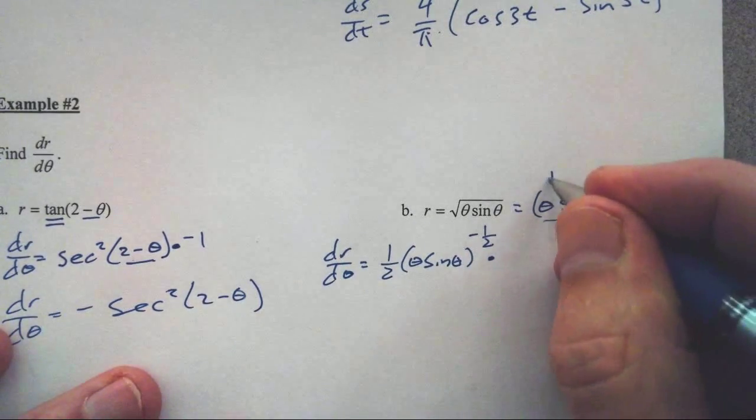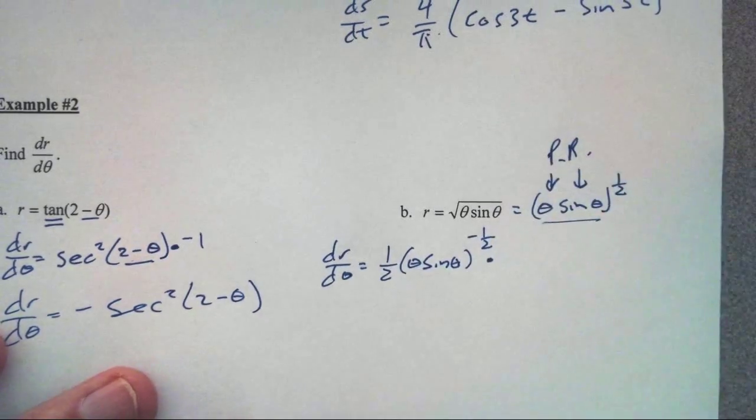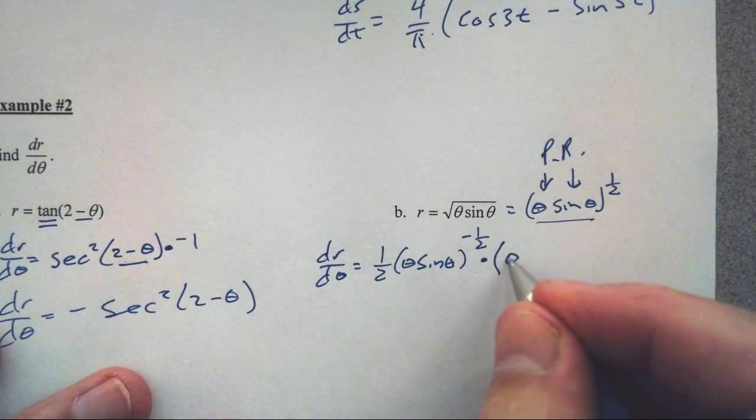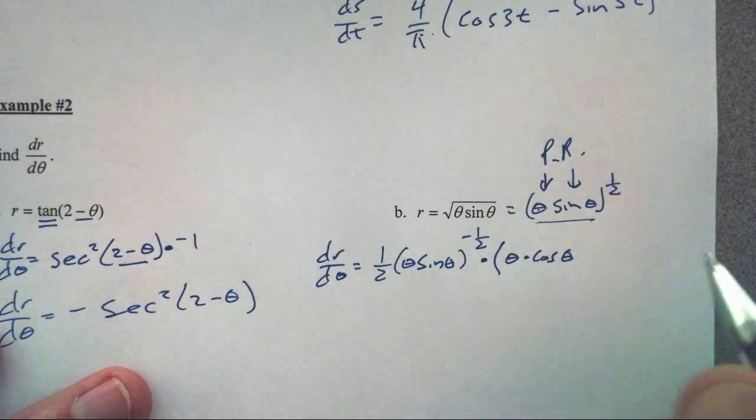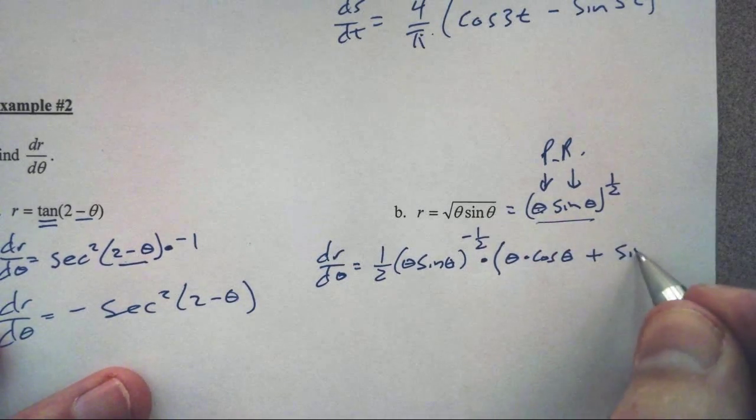This is a function of theta times a function of theta. This is a product rule. So times all of plain old first times derivative of second plus derivative of first times plain old second.